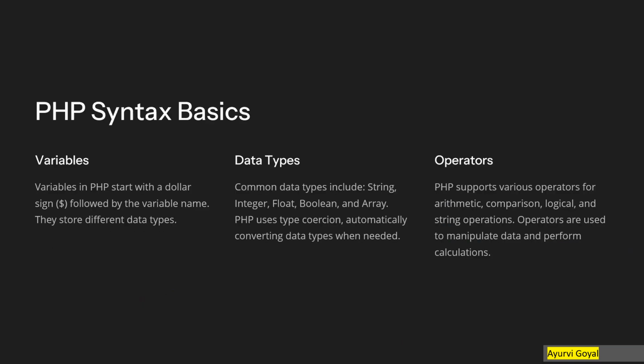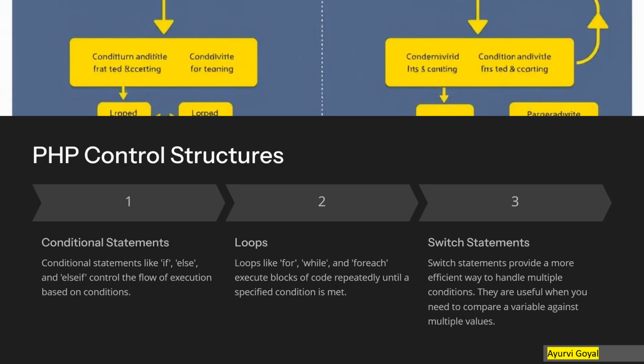PHP syntax basics. Variables. A variable in PHP starts with the dollar sign followed by the variable name. They store different data types. Data types. Common data types include string, integer, float, boolean, and array. PHP uses type coercion, automatically converting data types when needed. Operators. PHP supports various operators for arithmetic, comparison, logical, and string operations. Operators are used to manipulate data and perform calculations.